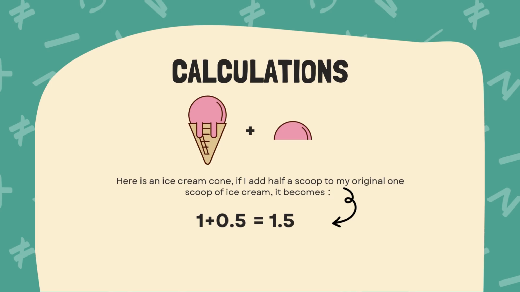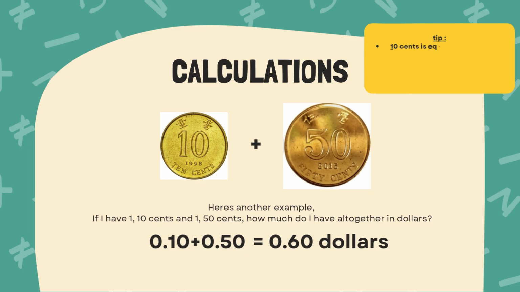Here's an ice cream cone containing 1 scoop of strawberry ice cream. If I add half a scoop of strawberry ice cream into my ice cream cone, then I will end up having 1.5 scoops of ice cream. This is because in my original ice cream cone, I have 1 scoop of strawberry ice cream. But then I'm adding another half a scoop onto my ice cream cone. So then I'll end up having 1.5 ice cream scoops on my ice cream cone. If you don't understand what's going on, don't worry. Here's another example.